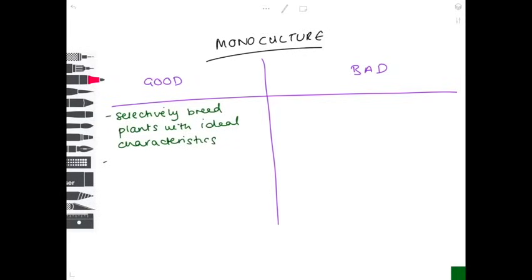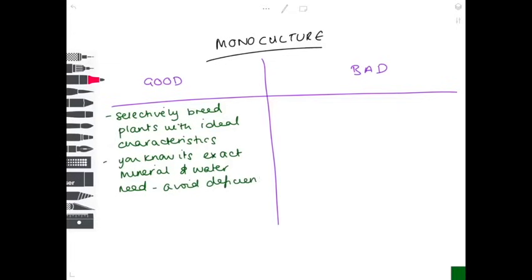And because you know your plant so well, you know its exact mineral and water needs. So you know to avoid deficiency diseases. And then lastly, in terms of the machinery you use, if you buy a very specific kind of tractor for a particular type of wheat, then you know it can quickly harvest. And we call this specialized harvesting techniques.